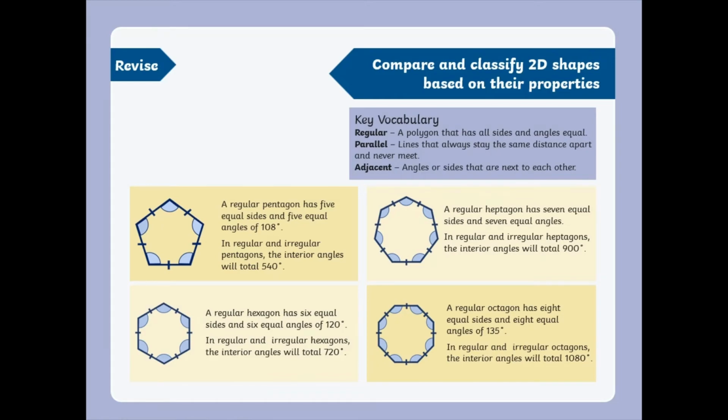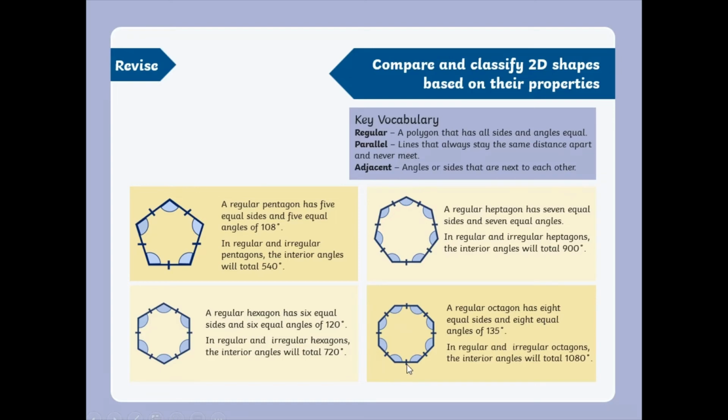Remember, regular, all equal. Irregular, there may be some different side lengths and different angle totals. Here, a 7-sided shape, we have a heptagon. 7 equal sides, 7 equal lengths. It's a regular shape. Again, all angles will always add up to 900 degrees inside. If it's regular, they will all be the same. Irregular, you might have some differences between each angle.